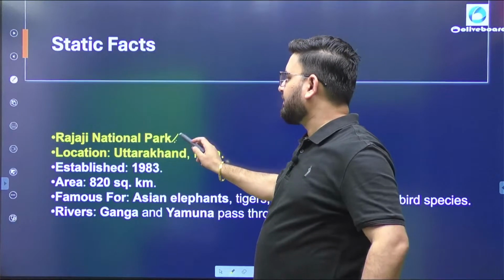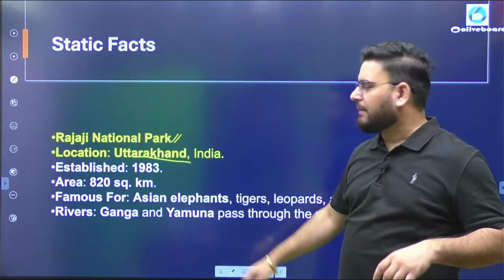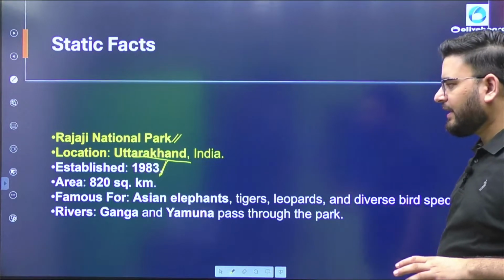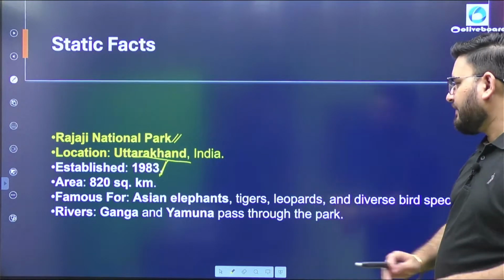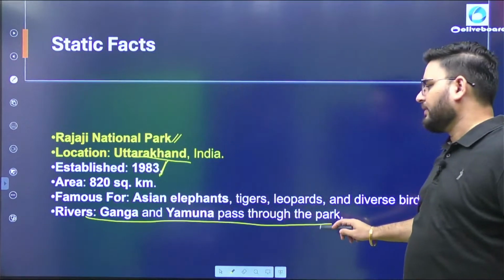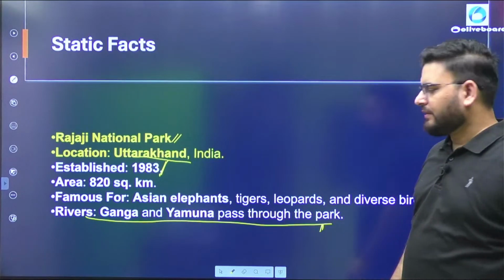So the static thing is Rajaji National Park. It is located in Uttarakhand. It was established in 1983. Around 820 square kilometers is the area. It is famous for Asian elephants and tigers. Most important thing, the rivers Ganga and Yamuna pass through the park. Okay, just remember.